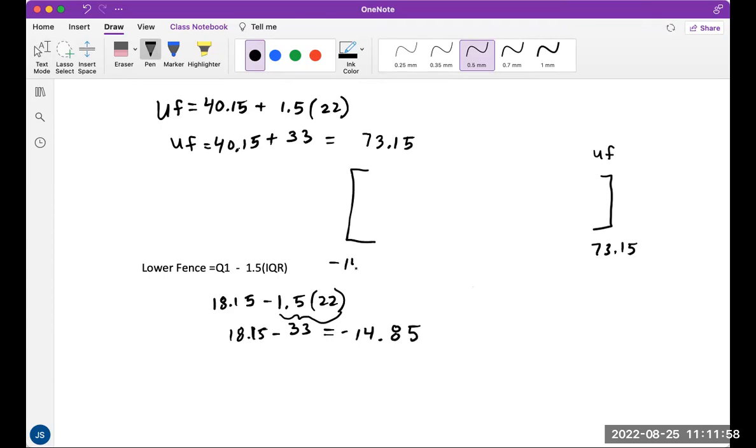So anything smaller than that, you'd have your number line, you'd have your box plot. Anything smaller than this lower fence of negative 14.85, we would say that's an outlier. So anything out here or anything over here that is either lower than the lower fence or higher than the upper fence is an outlier. So, I hope you found this helpful.